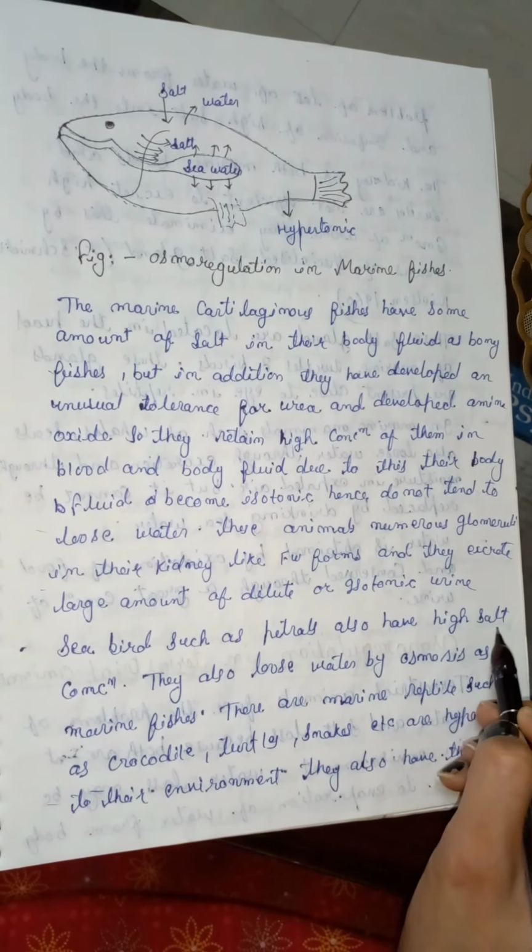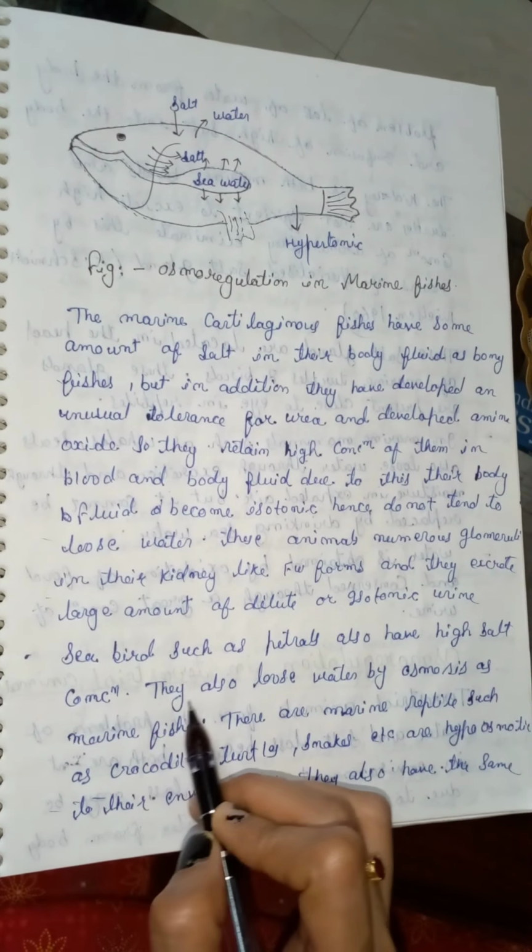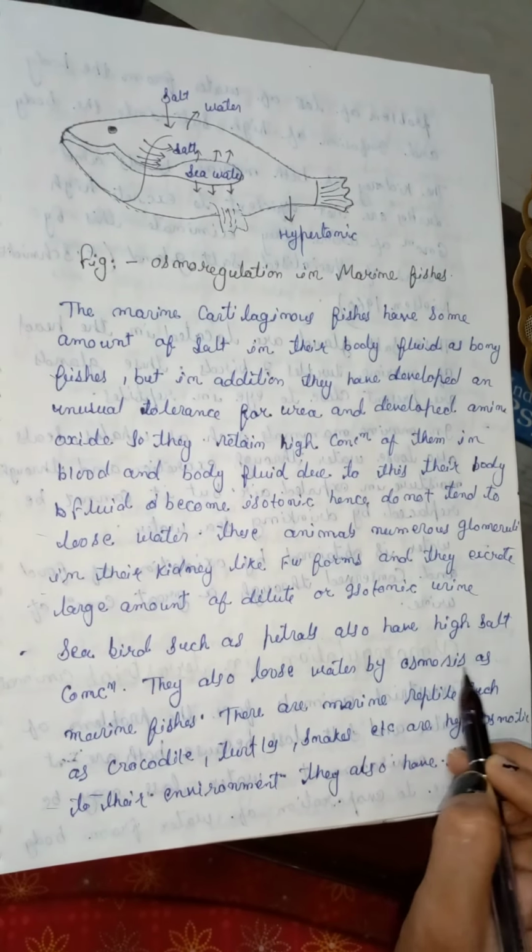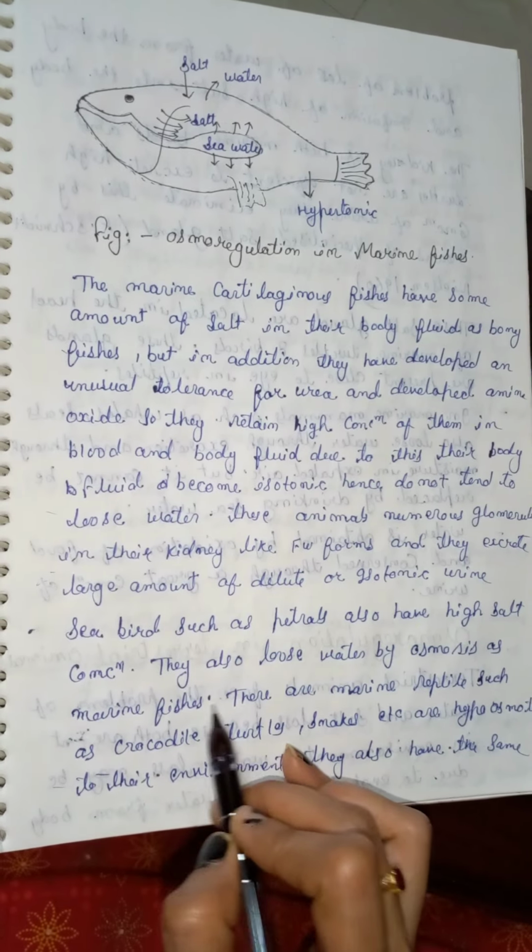Seabirds such as petrels also have high salt concentration. They also lose water by osmosis as marine fishes.